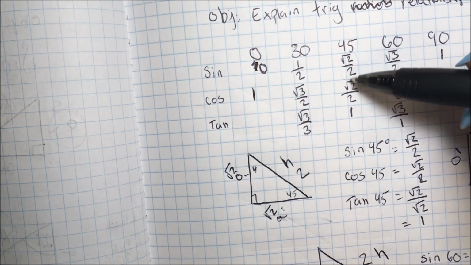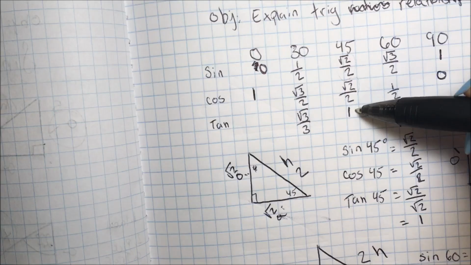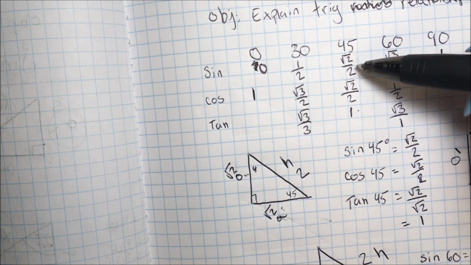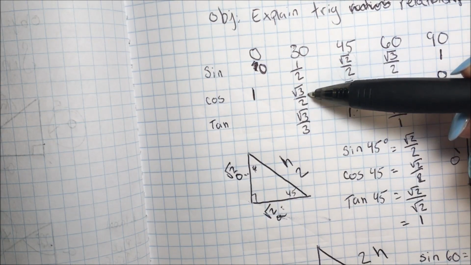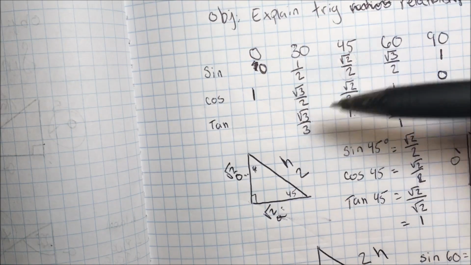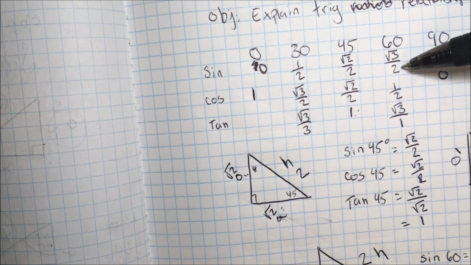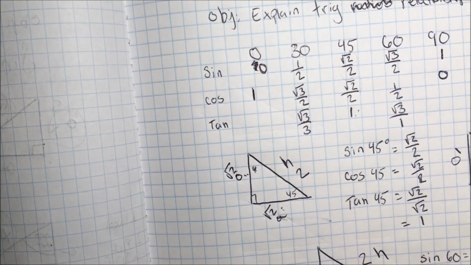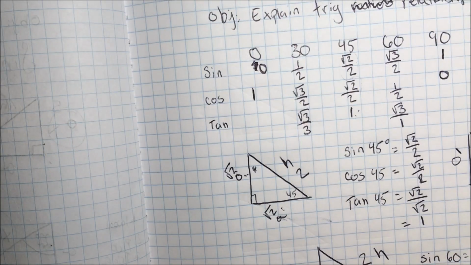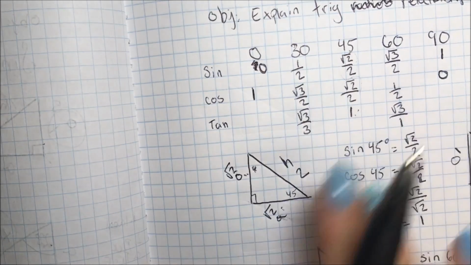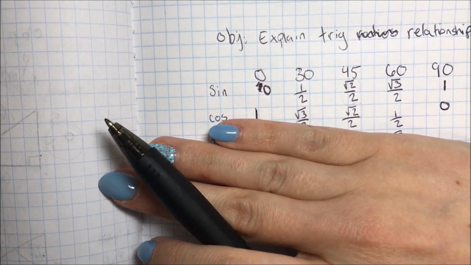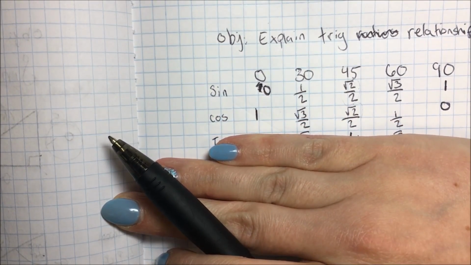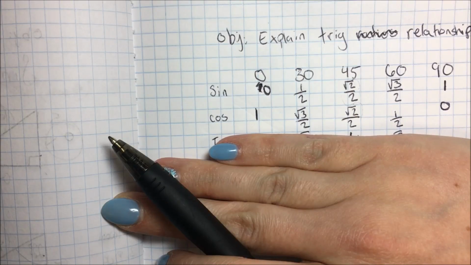There's something about radical 2 over 2 and radical 2 over 2 and 1 that somehow from radical 2 over 2 and radical 2 over 2 we can get 1. And somehow from 1/2 and radical 3 over 2 I can get radical 3 over 3. And somehow from radical 3 over 2 and 1/2 I can get just radical 3. So if you can come up with the values for 0 and 90 for tangent, that's fine. But what I want us to do right now, looking at this chart, is just see if you can see any pattern between sine and cosine. Are you noticing anything?